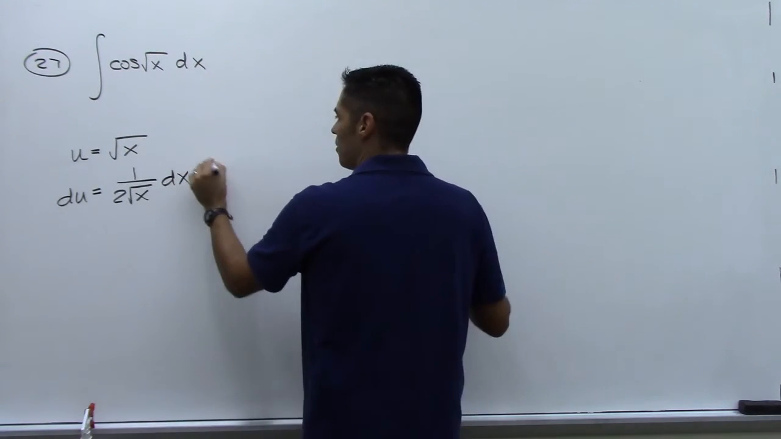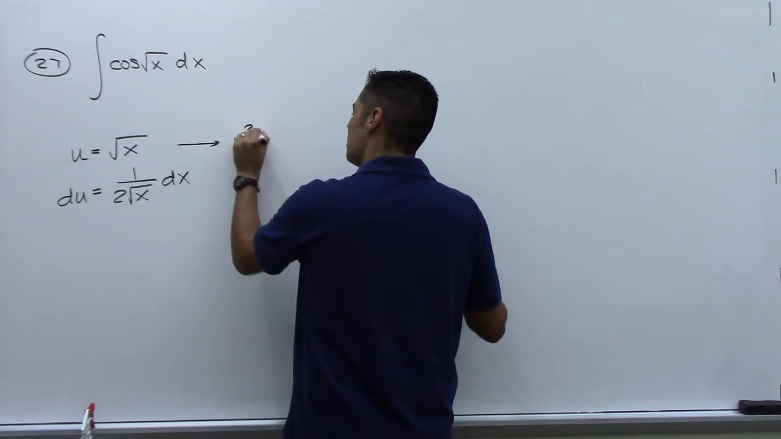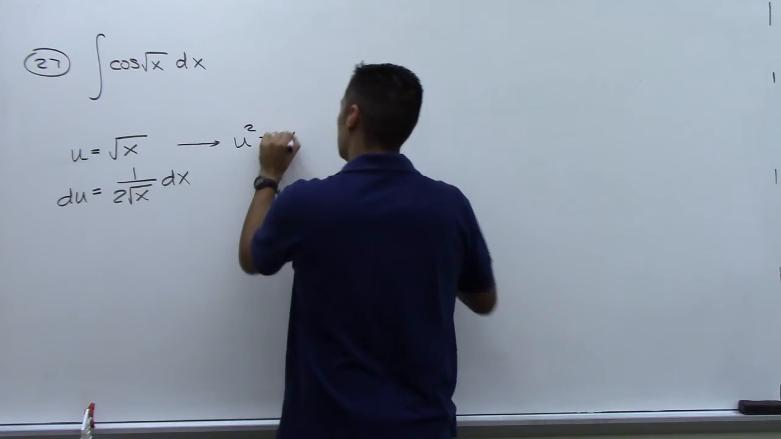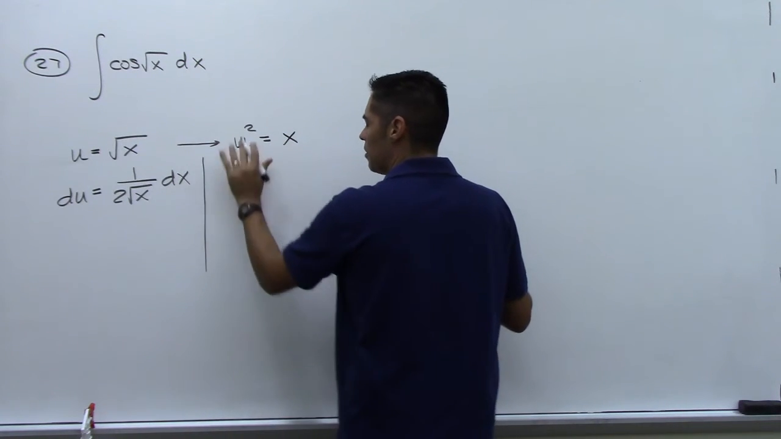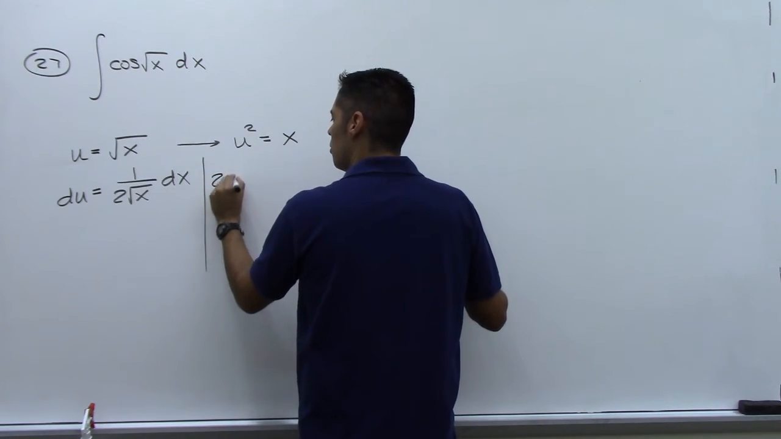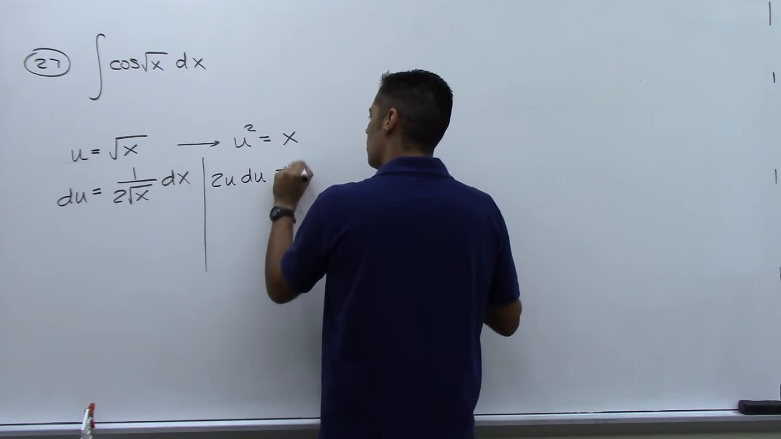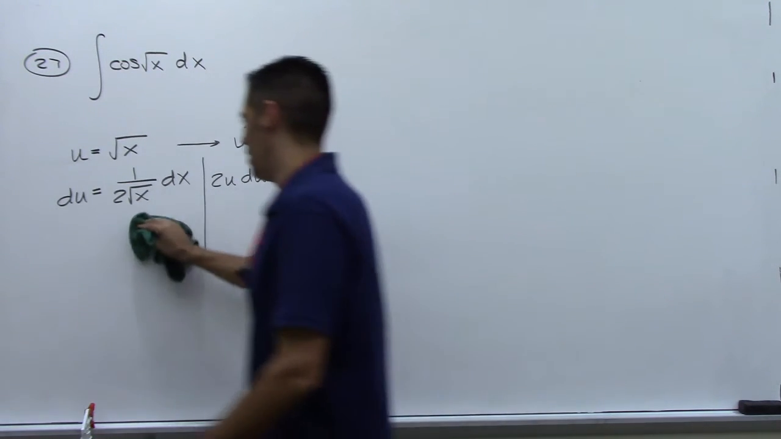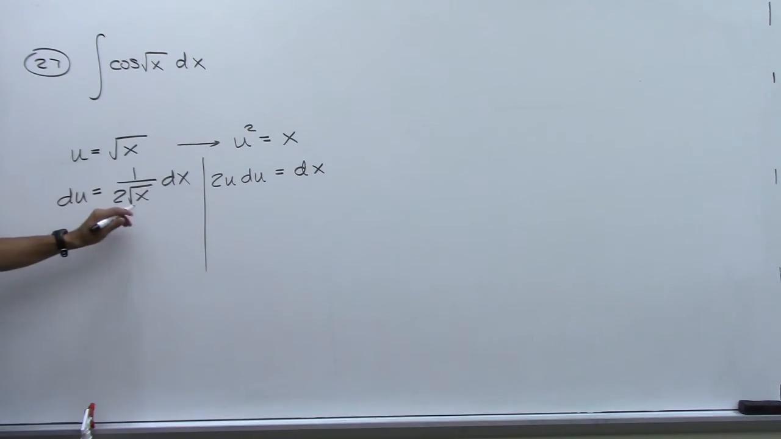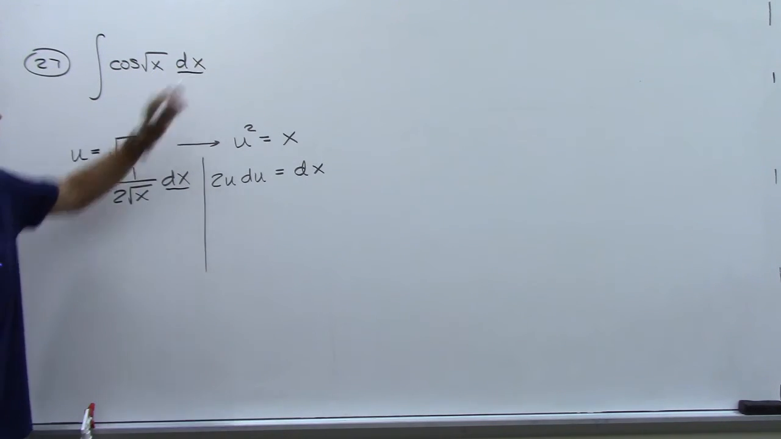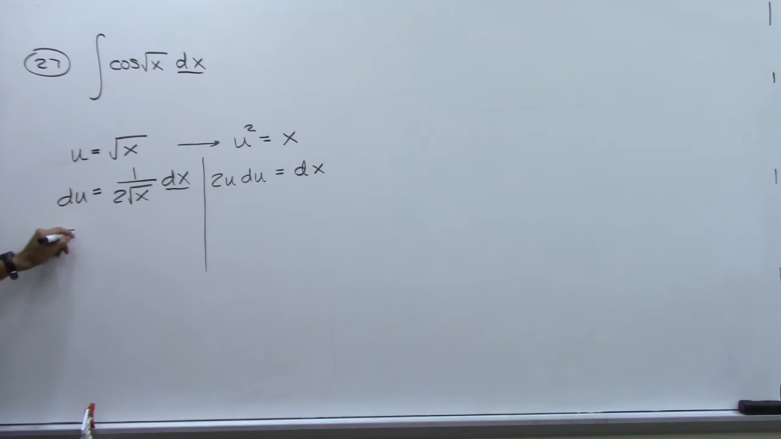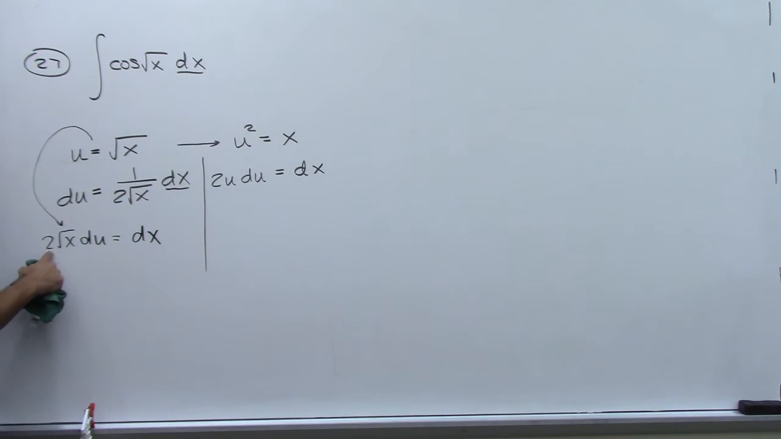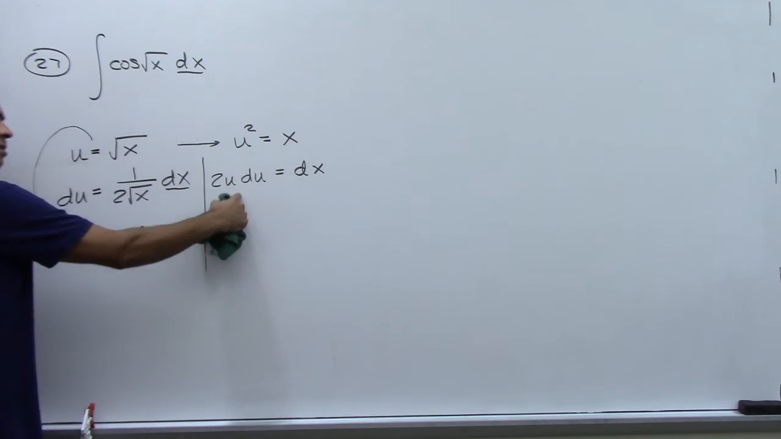And remember, in class I also said that you could square both sides instead, and then take the derivative implicitly. So the derivative of u squared is 2u du equals derivative of x, which is just dx. So you could use this instead of doing this. On this side, you have to get your dx by itself, so you multiply both sides by 2 root x, and then you have to realize that u is the square root of x. So this will become 2u du, and that's what we have right here. So this is a little cleaner.